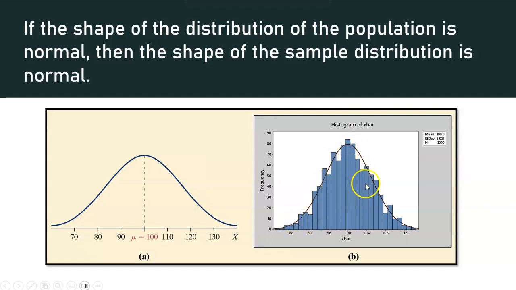Now, notice that the shape of this graph is also normal. It's normally distributed. So what we can conclude from this is that if the shape of the distribution of the population is normal, then the shape of the sampling distribution is also going to be normal, okay, for the mean. The shape of the population is normal. The shape of the sampling distribution of the sample mean is also going to be normal, all right? Also, we can conclude that the means are equal. You see the mean here is 100. The mean here is 100. So the mean of the population is going to be equal to the mean of the sampling distribution of the mean.